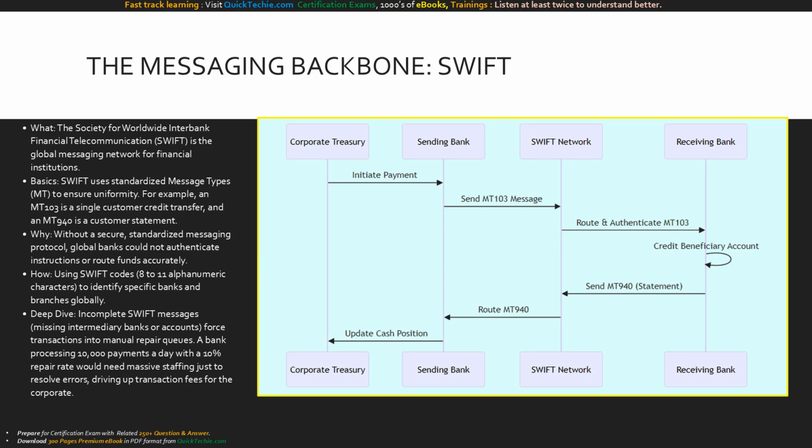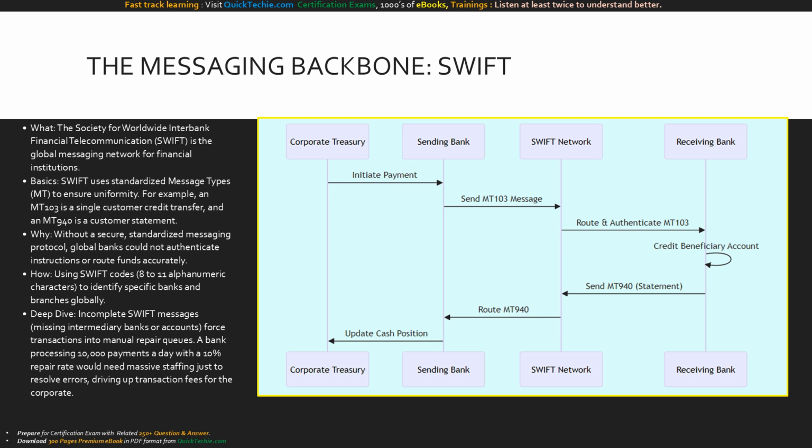On Slide 3, we dive into the infrastructure, the SWIFT network. What is it? SWIFT is the secure global messaging backbone connecting thousands of financial institutions. The basics rely on standardized message types or MTs. If you want to make a cross-border payment, your bank sends an MT-103. If you want to see your daily balance, your bank sends you an MT-940. Why is this necessary? Because without a universal language, banks couldn't securely authenticate or route your billions of dollars. How does routing work? Using a unique SWIFT code, which is an 8 to 11 character string identifying the exact bank and branch anywhere in the world.